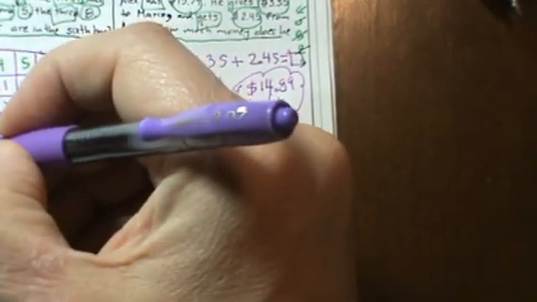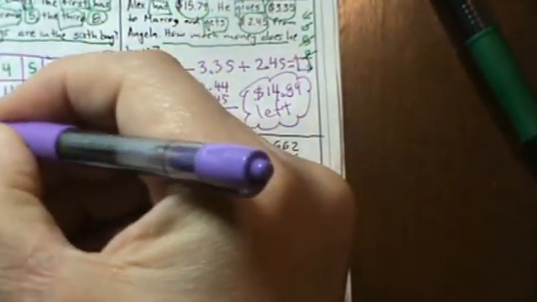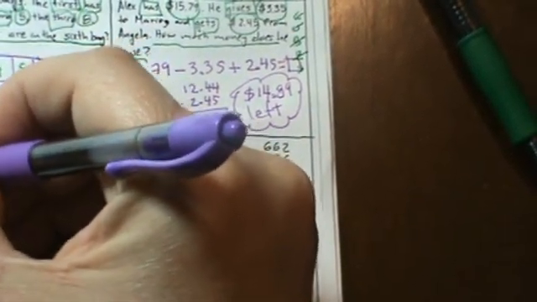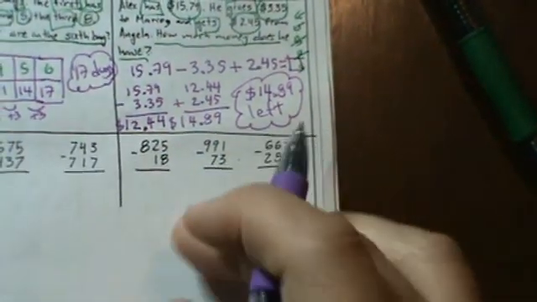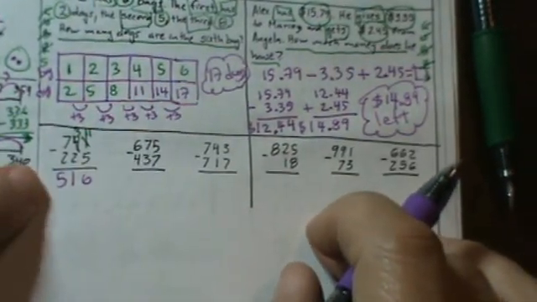I have 1 minus 5. I can't do it, so I have to ask the neighbor. This 4 is going to be 3, and this 1 is going to be 11. Now I have 11 minus 5 is 6. 3 minus 2 is 1. And 7 minus 2 is 5.